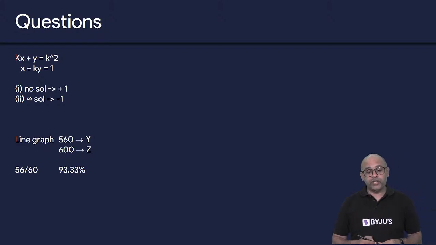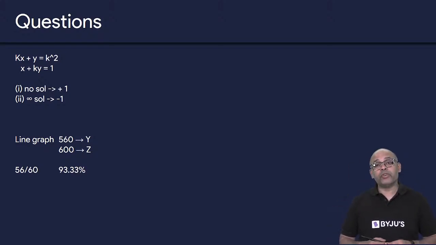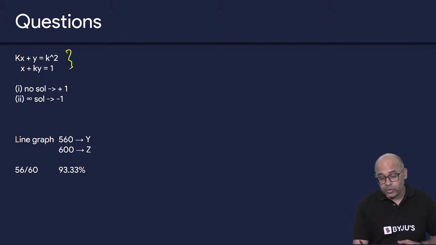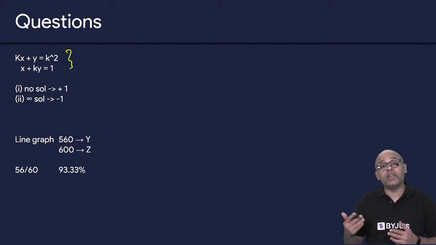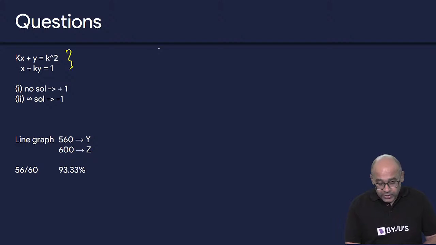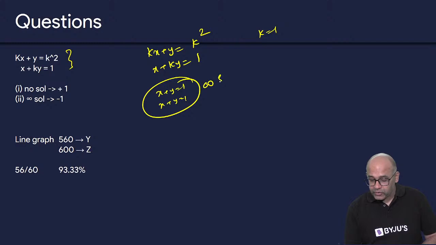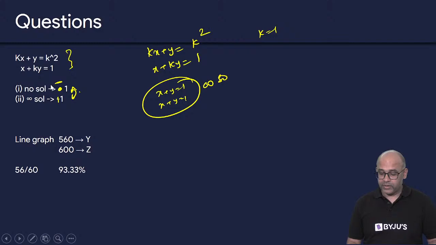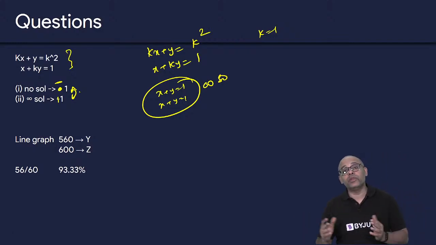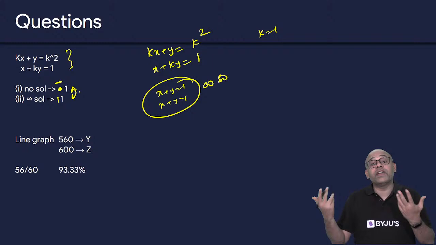Now the next question was the value of k for which these two have no solution and infinite solution. So just take a look at it. So you have kx plus y equal to k square and x plus ky equal to 1. So when you have k equal to 1, what will happen? This becomes x plus y equal to 1, x plus y equal to 1. So you will have infinite solution. So this is actually inverse. So this is plus 1 and this is supposed to be minus 1. Okay. So when you have k equal to 1, you will get both to be same. So there are infinite solutions.